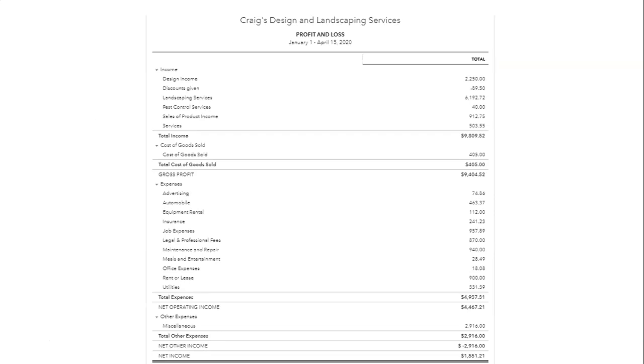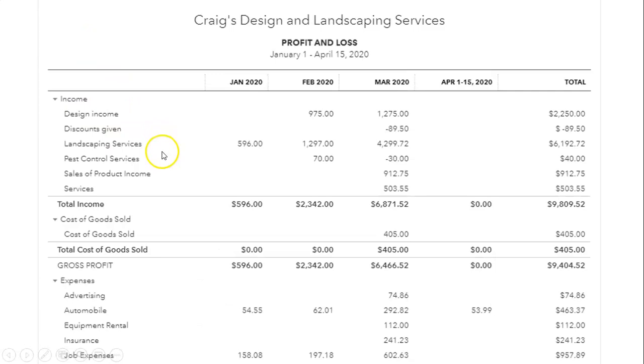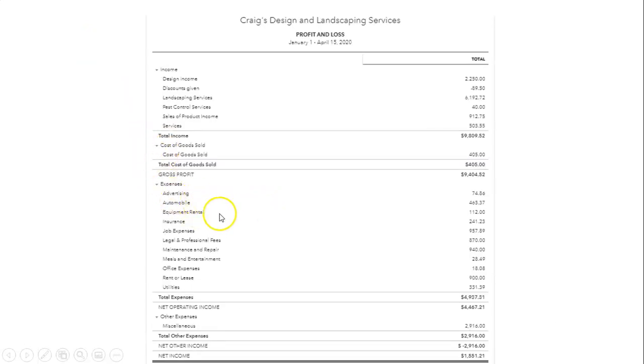This is an income statement from the QuickBooks sample file for Craig's Design and Landscaping. What you'll notice is all of our income accounts are at the top. For this client, he has design income, landscaping, pest control. Those are buckets that are relevant to that client, which is why they're broken out that way. You'll also notice that he has advertising, automobile, equipment rental, job expenses. Again, all of the expense categories are items that are relevant to the client.